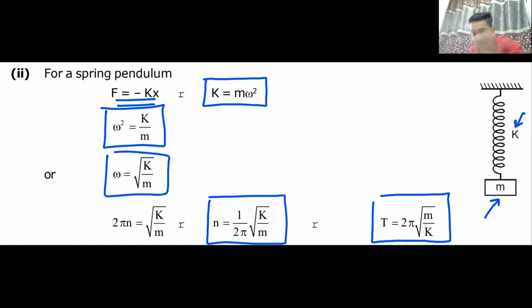This is again a very similar formula to what we had done in SHM. The only difference is that there we were calling k the force constant. Here right now we are calling k the spring constant. So please mark these formulas and I'll give you a minute to do it.